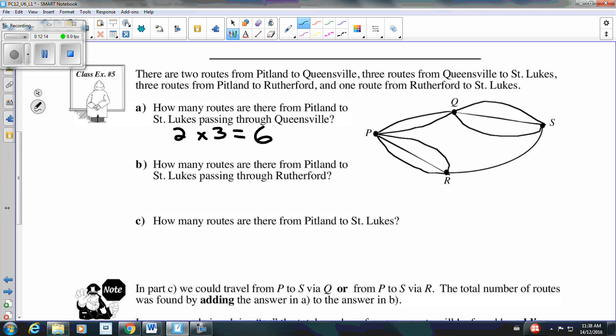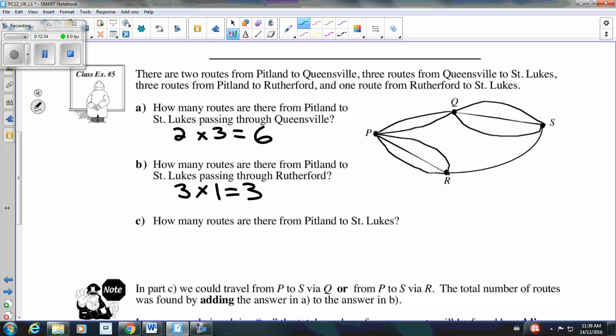B, how many routes are there from Pitland to St. Luke's passing through Rutherford? First I need to go from Pitland to Rutherford, and I have 3 choices there. Then I continue on from Rutherford to St. Luke's, and I only have 1 choice there, giving me 3 routes in total.